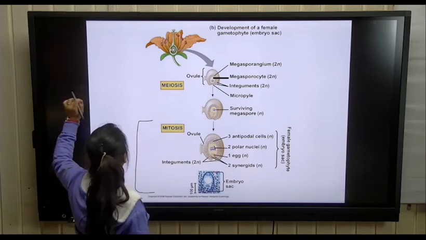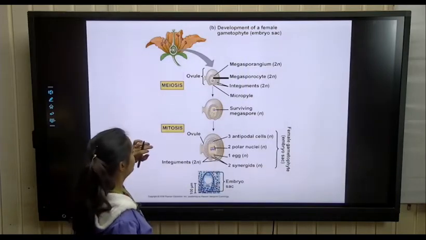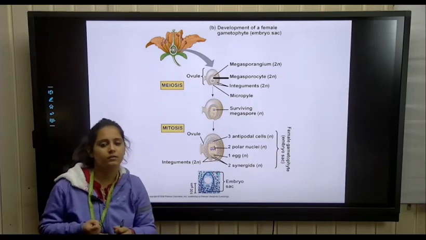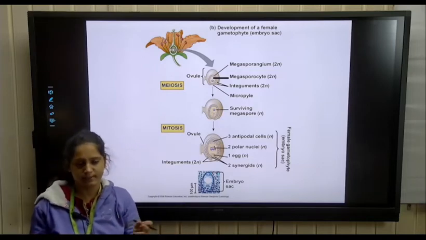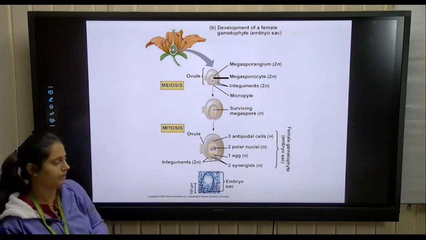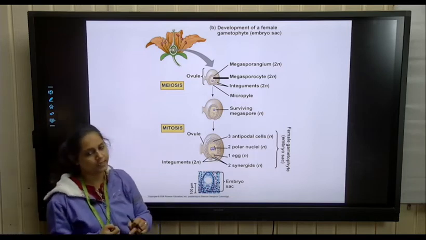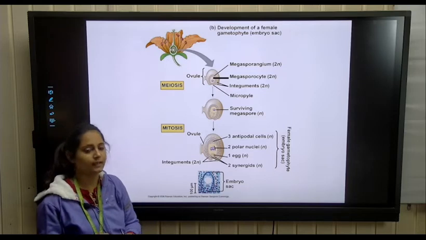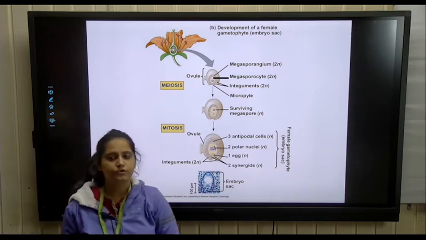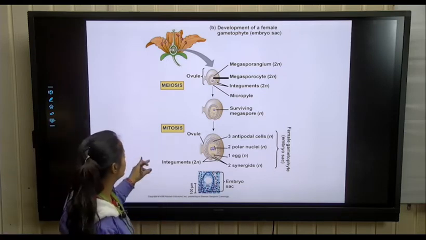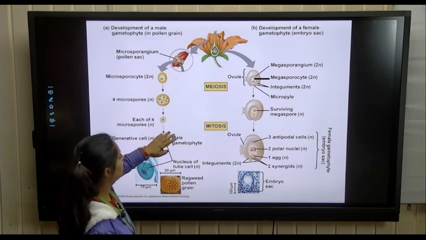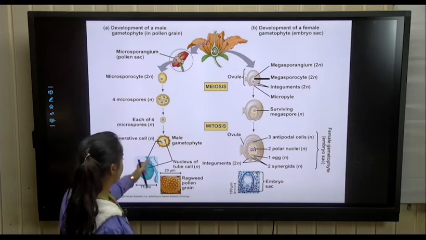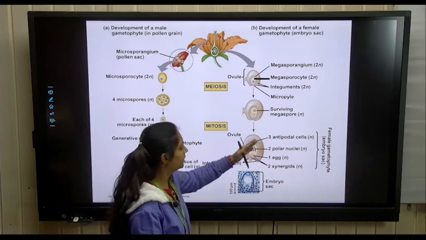So now we are done with megasporogenesis, megagametogenesis, microsporogenesis, microgametogenesis. We have male gametes also, we have female gametes also. Now the next step is what? Fusion of these gametes. So fusion takes place. This is the general structure we have already discussed. This is generation of male gametes, this is generation of female gametes.